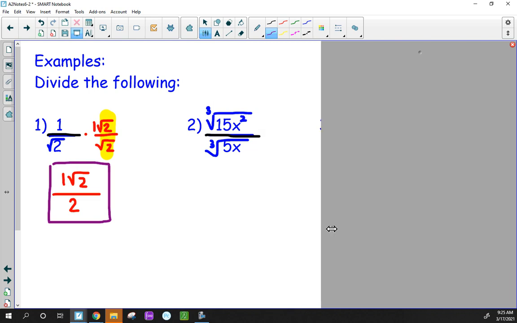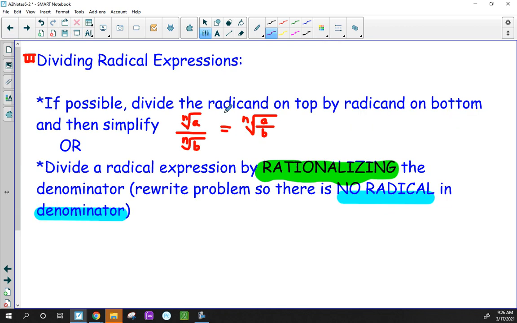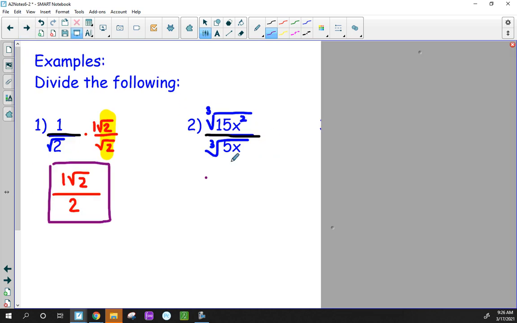All right, example 2. We have the cube root of 15x squared divided by the cube root of 5x. Notice that the index numbers are the same. Also notice that it's separated, divided by, so we can use the rule from the first slide. You can turn it into the nth root of that fraction. This is a type of problem where it would benefit you to do so. So I'm going to do the cube root of, and put both radicands into 1.